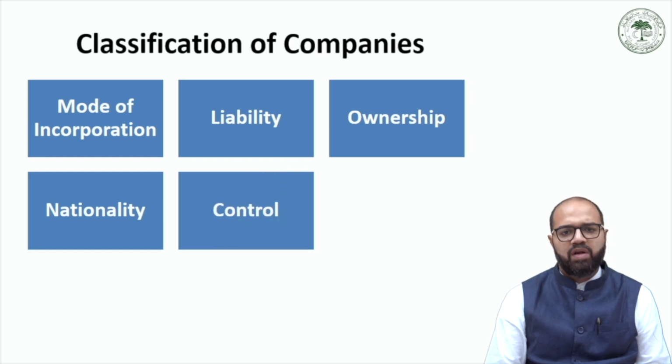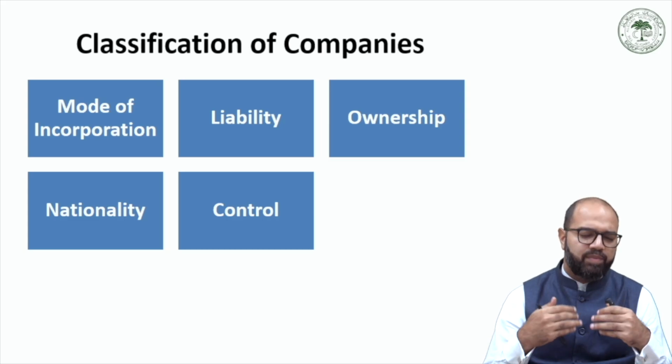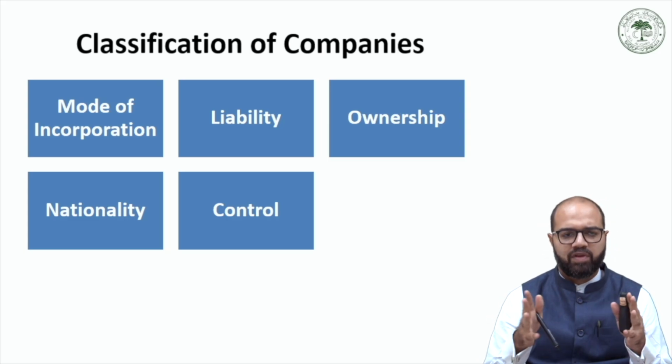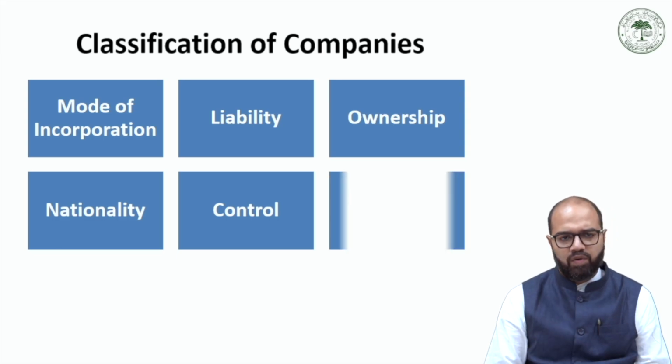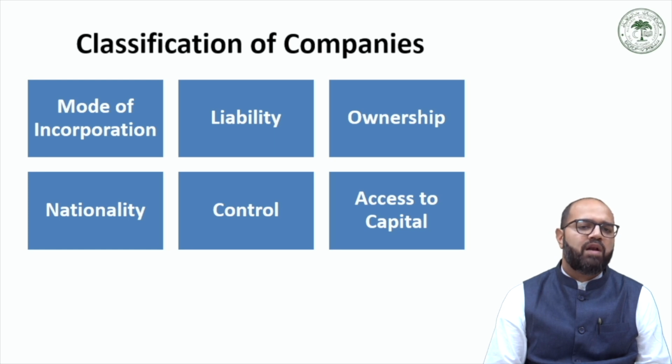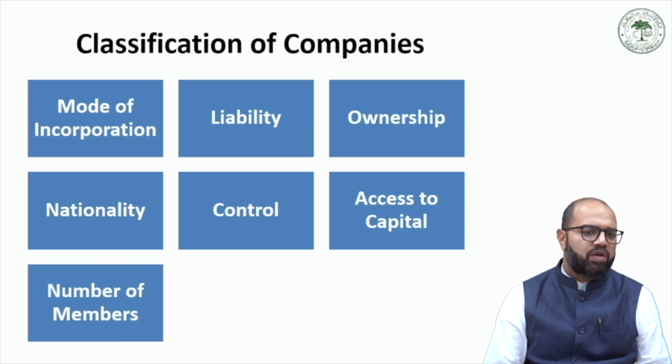Then on the basis of control, we have holding company and subsidiary company. One is a company which controls other companies, and the other is a company which is controlled by another company. So whether an entity is being controlled or it controls, whether it is dominant or subservient, would be taken up under this head of control. Then access to capital, we are specifically looking at whether they have access to the stock market, or investors or potential shareholders, whether the company is listed on the stock market or not. Then on the basis of number of members, there are various kinds of companies: public, private, and one-person company. What are their various features, how they are differentiable, would be taken up under this head.